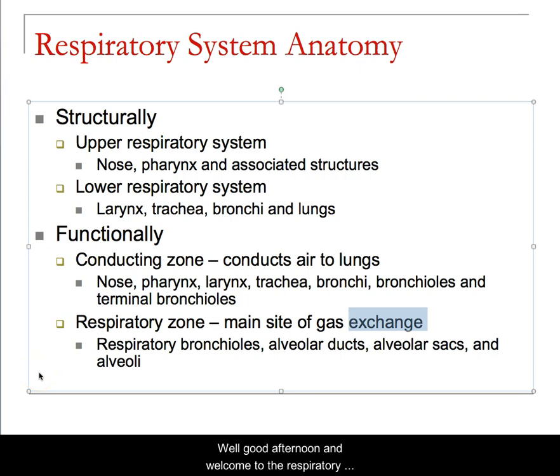Well, good afternoon and welcome to the Respiratory System Anatomy and Physiology. You're in Bio 212 at Norwalk Community College. And what we're doing is we are introducing chapter 23 here.